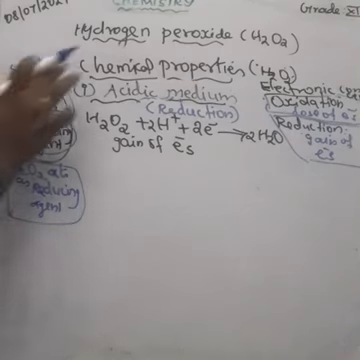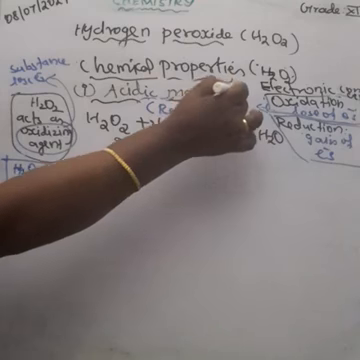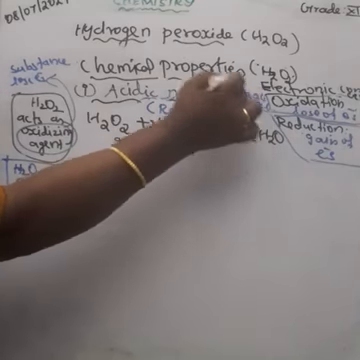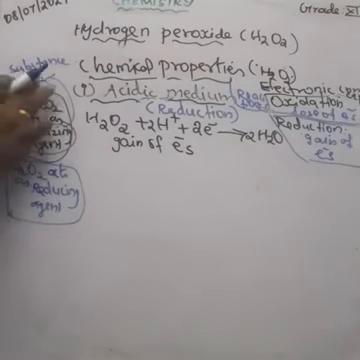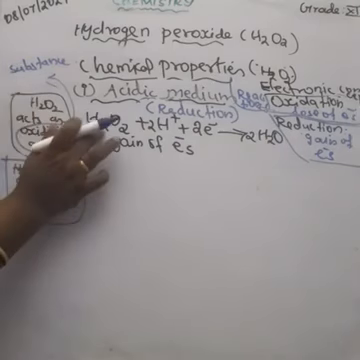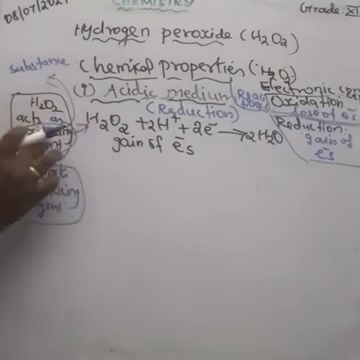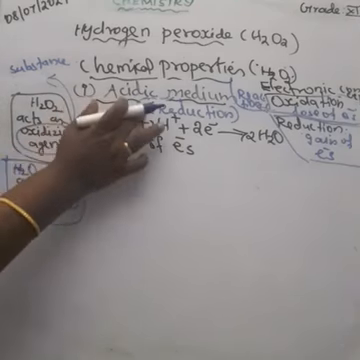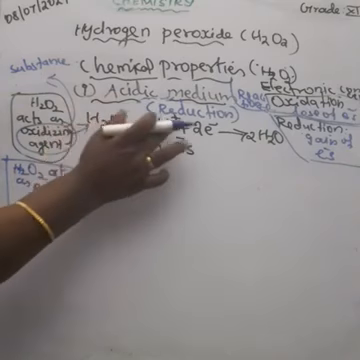Oxidation means one of the reactions. Oxidizing agent means one of the substances. Here hydrogen peroxide acts as the oxidizing agent. It can give electrons to the hydrogen ions. Understood? So this is the acidic medium. So in acidic medium, hydrogen peroxide acts as the oxidizing agent.